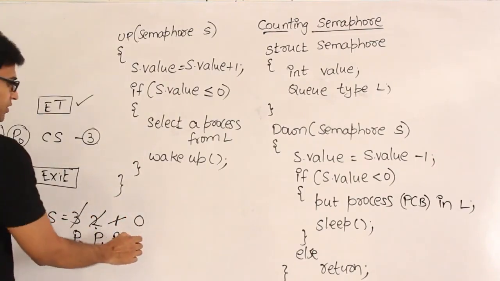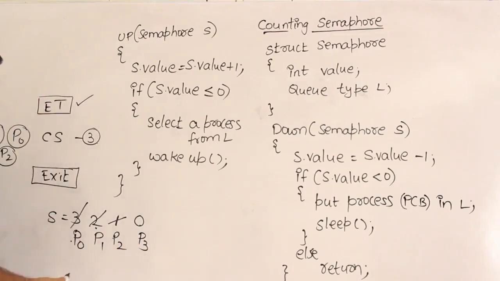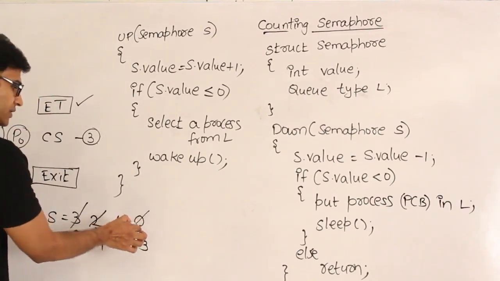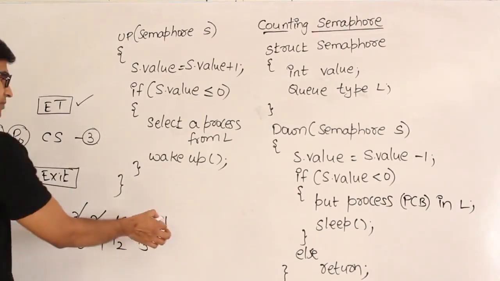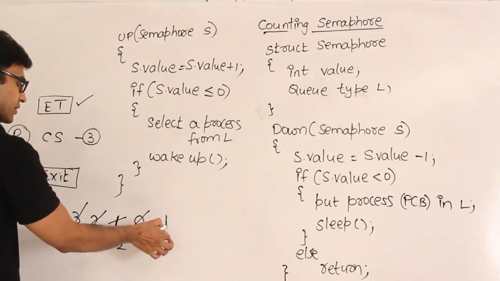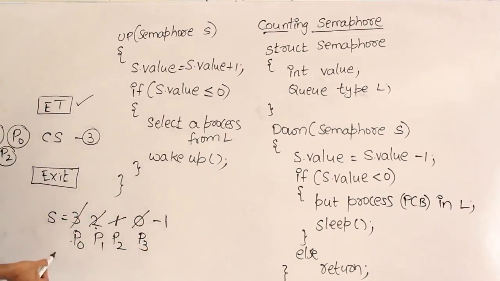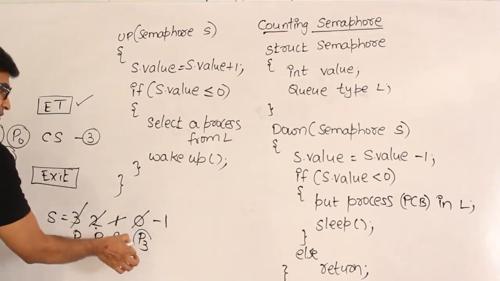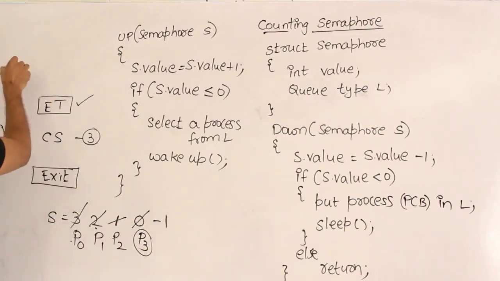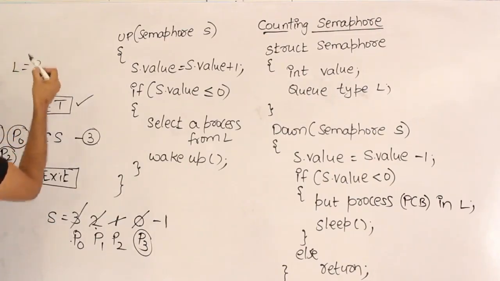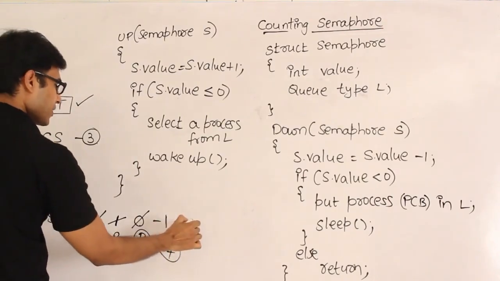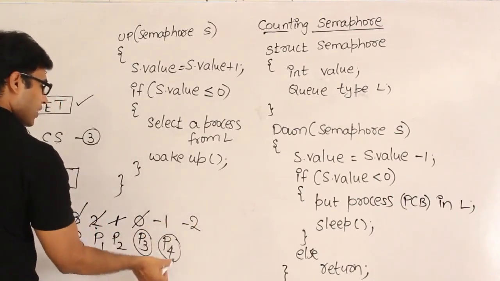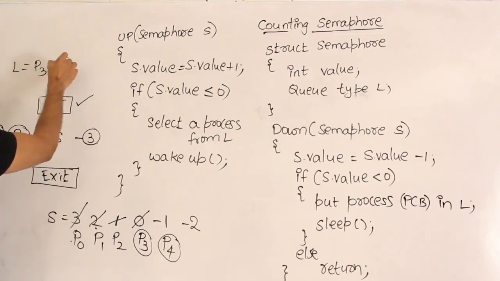And if any new process comes, let us say P3, and it tries to enter the critical section, then the value will now become -1. We are decrementing it each time, right? What does this value indicate? It is not supposed to enter the critical section, and moreover this process will be added to the list of waiting processes, which will contain P3. Now if P4 comes, again it will be decremented and its value will be -2, right? And therefore again it will be added to the list, right?